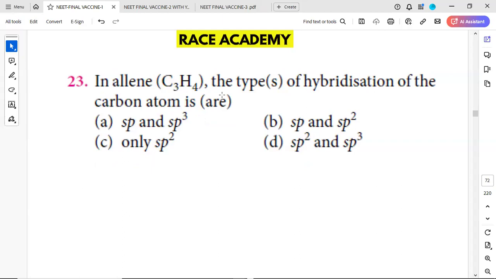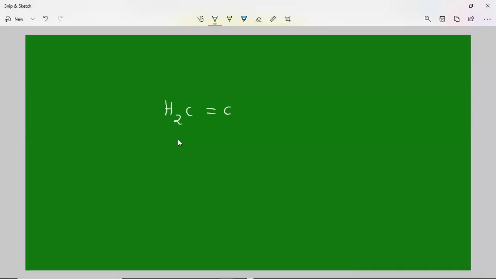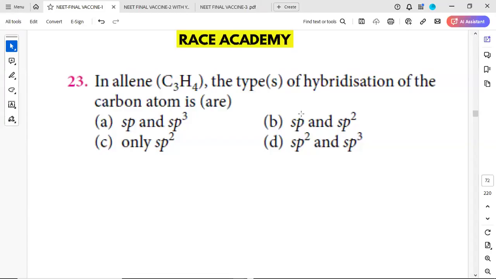Next question. In allene, the type of hybridization of the carbon atoms. Allene is a compound where we have double bonds on both sides of the middle carbon. That is H2C=C=CH2, that is allene. In this, the terminal carbons are sp2 carbons and the middle carbon is sp carbon. So the right option for this one is sp and sp2. So the second option is the right option for this question.